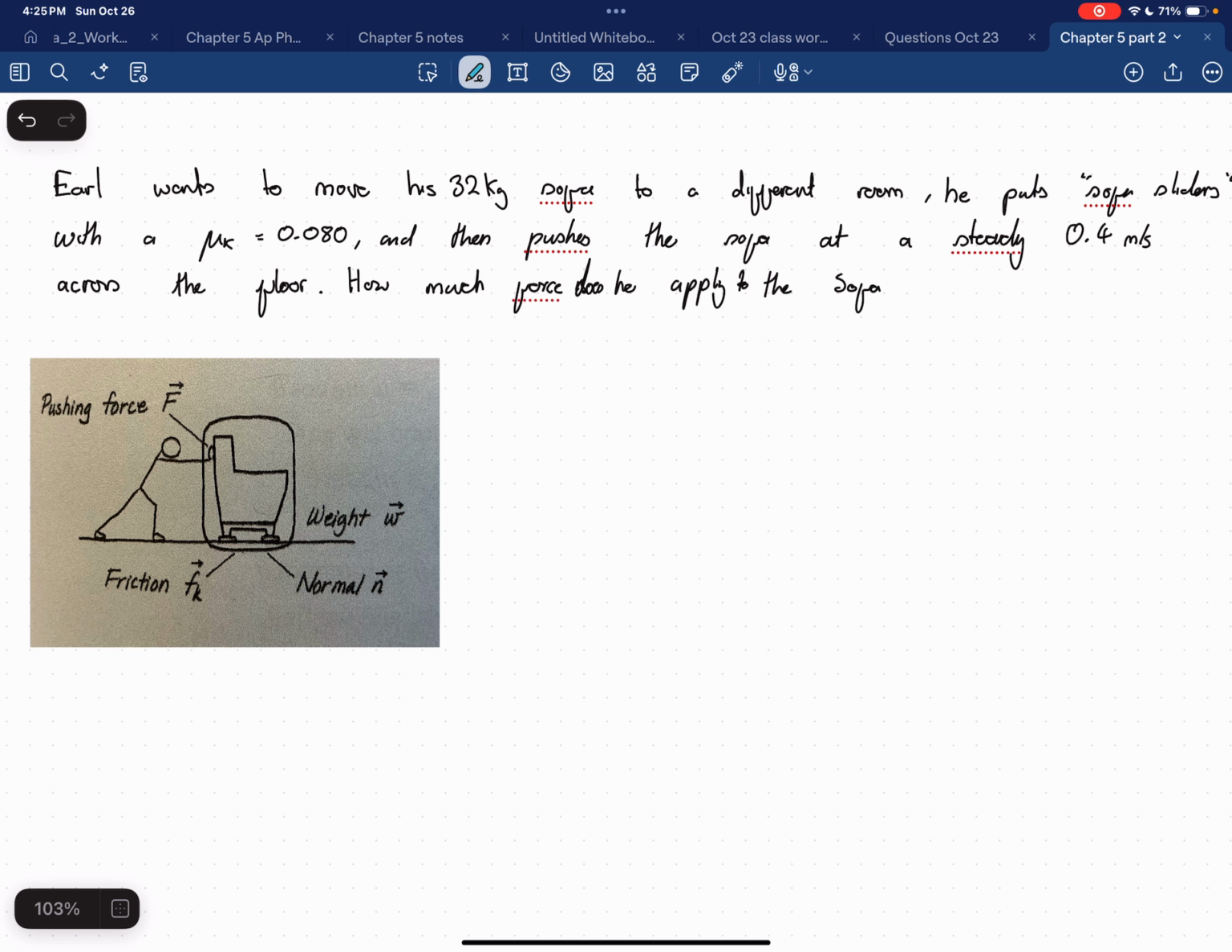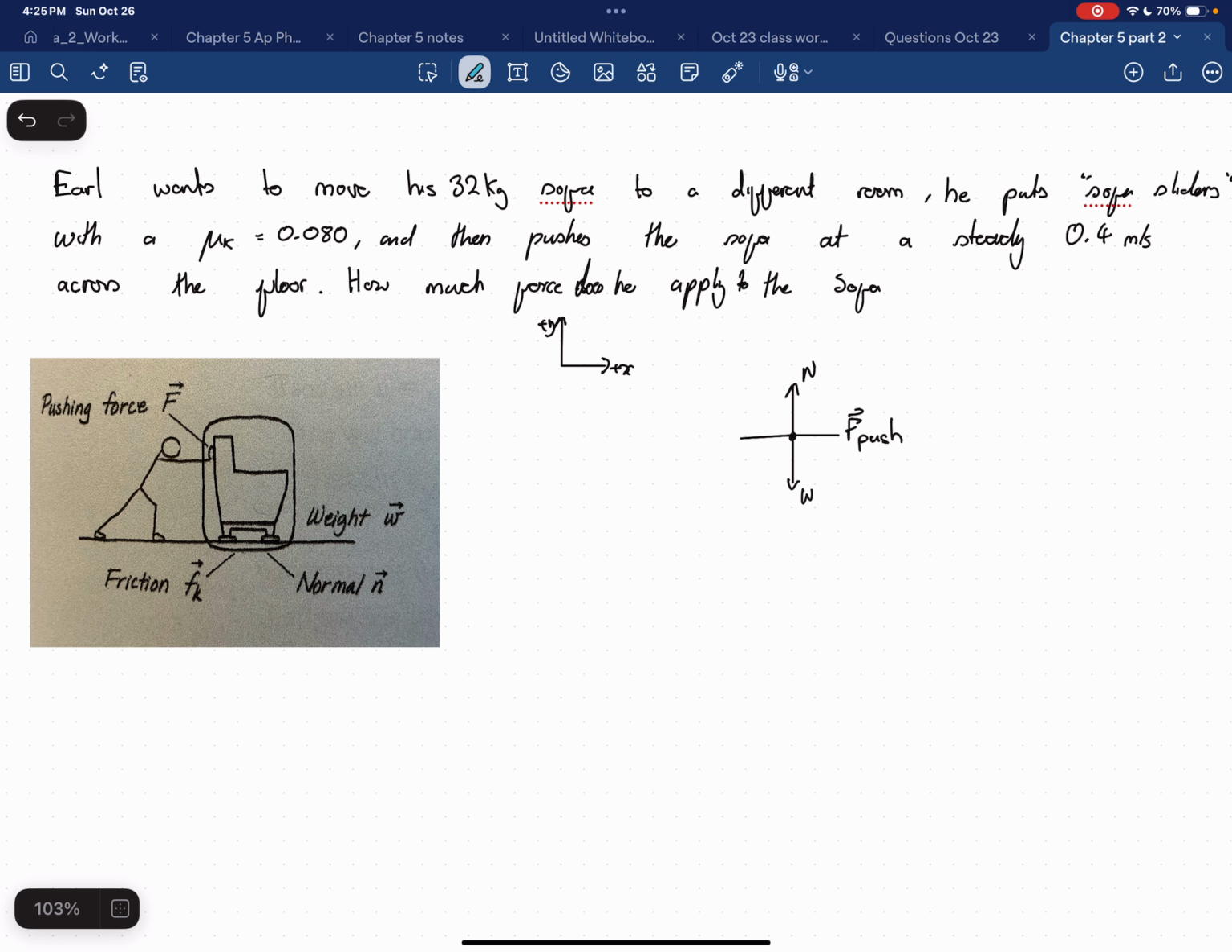Okay, so this is the drawing. This is an example from your book. So you have our coordinate system and my free body diagram. You have the normal force and the weight. Because I'm on the surface, I have the normal force. And then now I've got the force of the push.